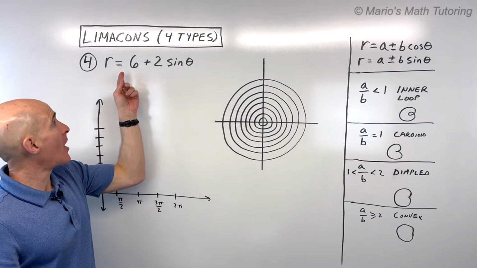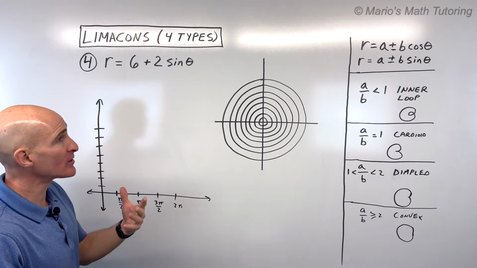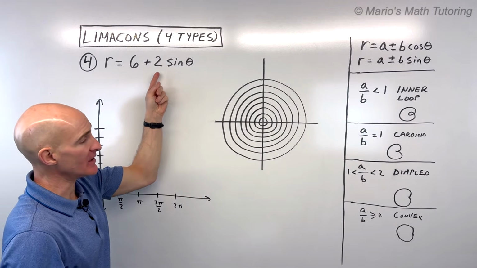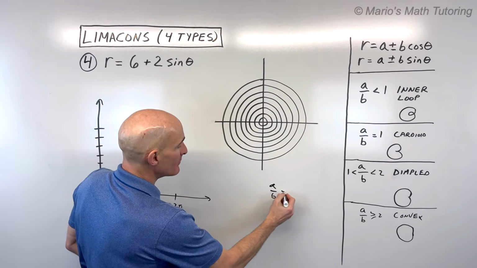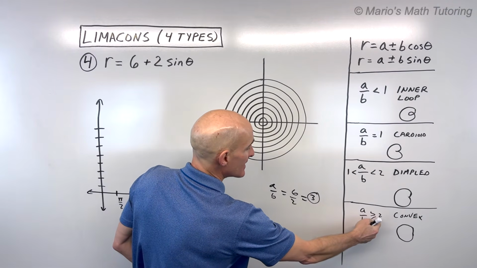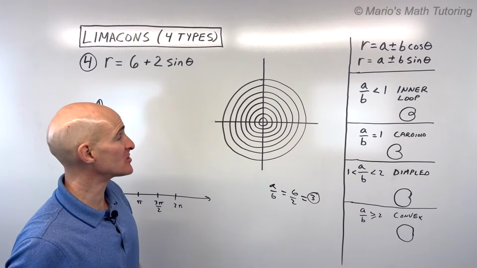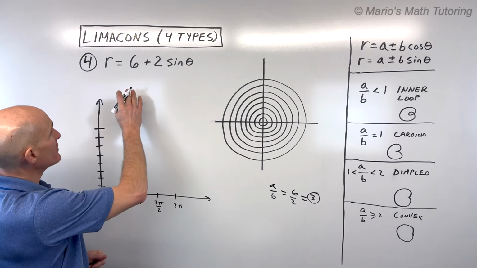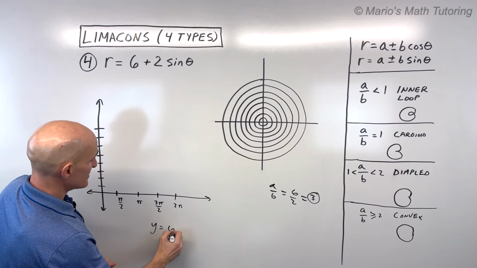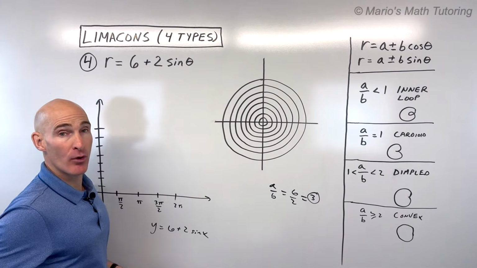Number 4, we've got r equals 6 plus 2 sine theta. So let's start by figuring out what type of Limaçon it is by taking the ratio of a divided by b. In this case, a divided by b is 6 divided by 2, which is 3. You can see that that's greater than or equal to 2, which means this is going to be a convex Limaçon. So we can think about graphing the equation y equals 6 plus 2 sine x, and then use that to graph our polar graph.